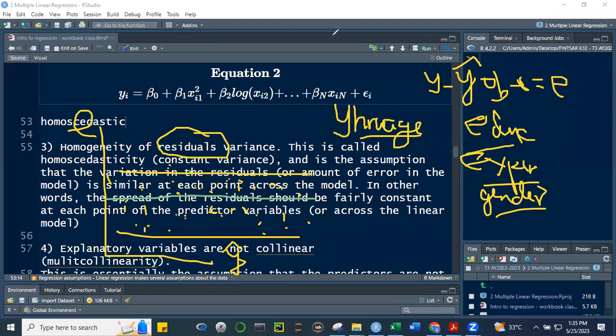Yung mean niya, constant. Ibig sabihin, if you take a look at this level of x, X kasi, at this level of the fitted value or your x, pwede rin x, no? Yung average ng residual equal kung dito yung values natin ng x. So that's what we mean by constant mean, yung residuals natin.